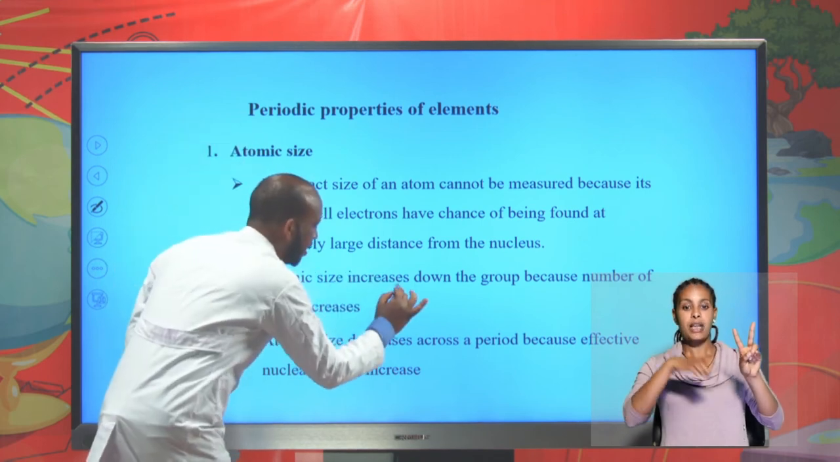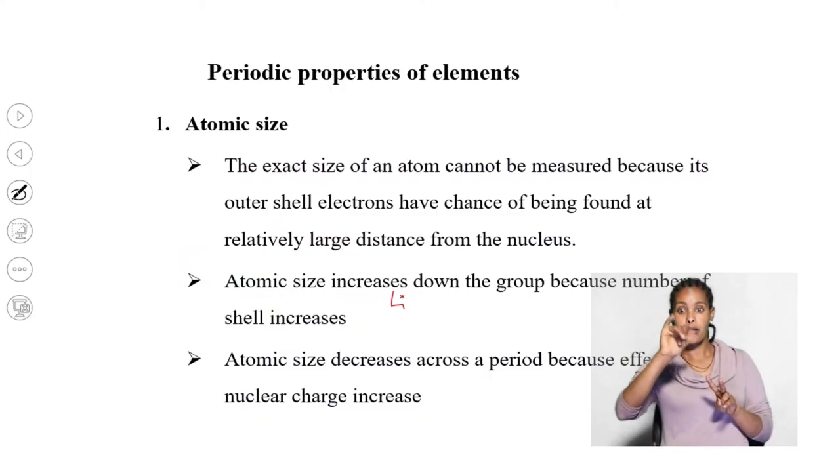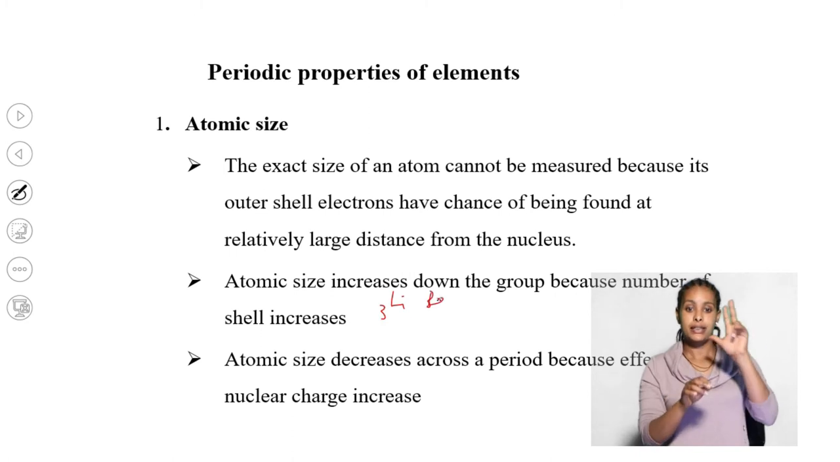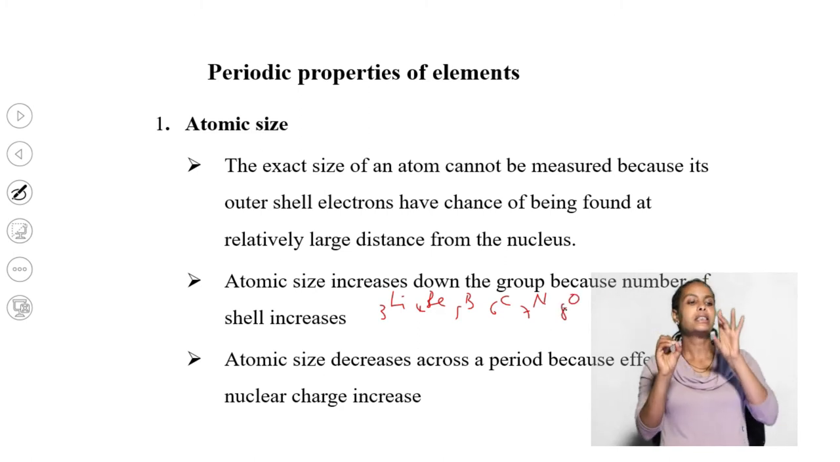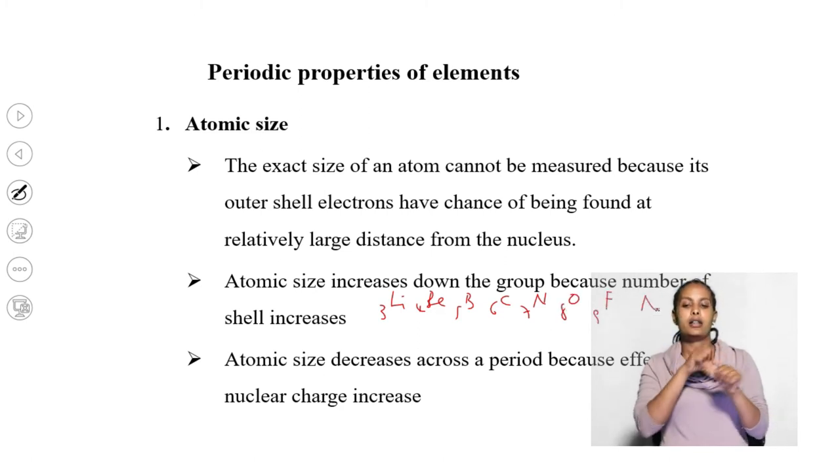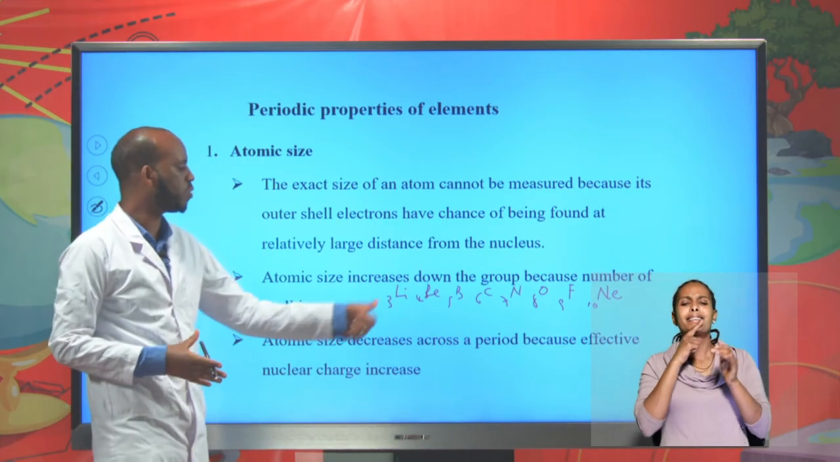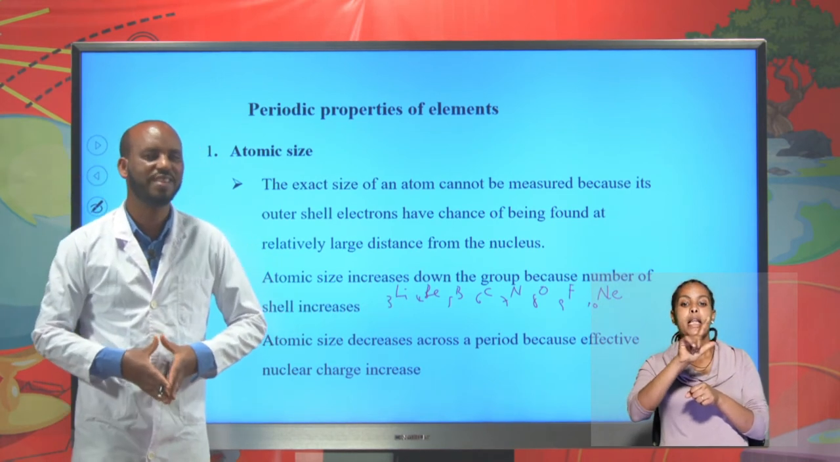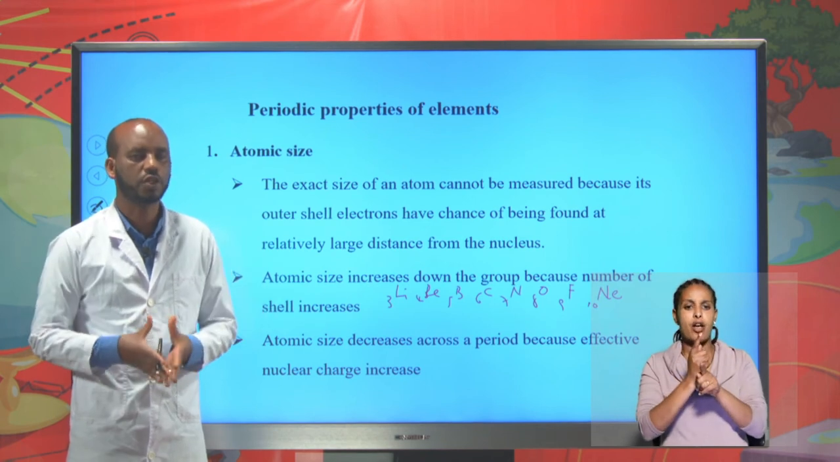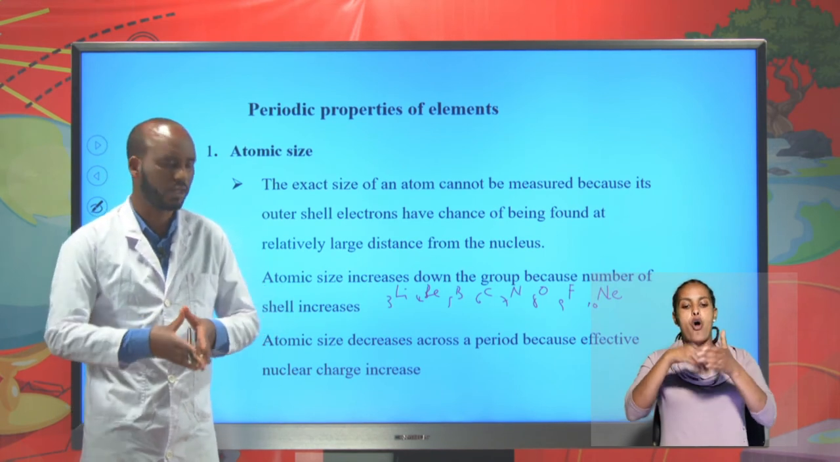If we take period two elements: lithium with atomic number 3, beryllium, atomic number 4, boron, atomic number 5, carbon, atomic number 6, nitrogen, atomic number 7, oxygen, atomic number 8, fluorine, atomic number 9, and neon, atomic number 10. What is the effective nuclear charge of lithium? Note that effective nuclear charge is the net positive charge acting on the outer electrons.